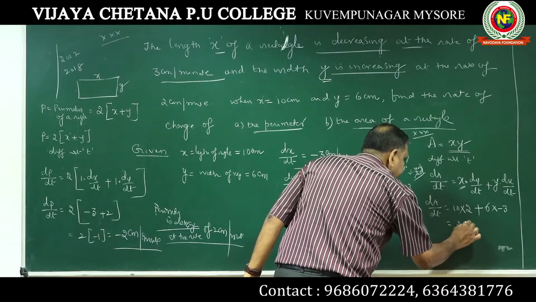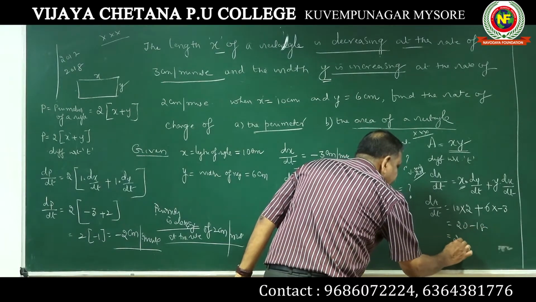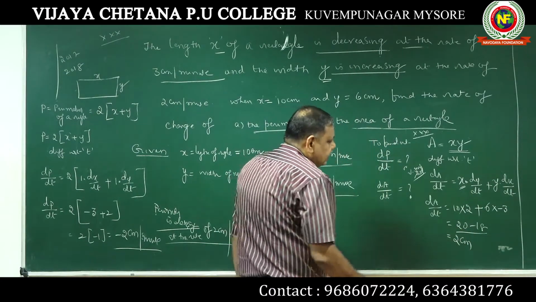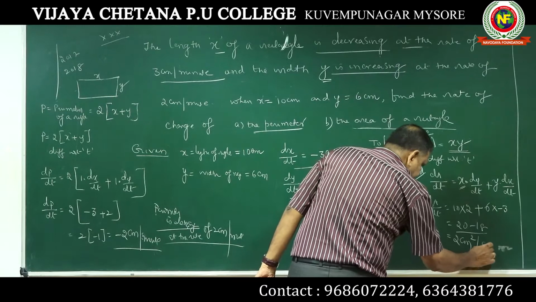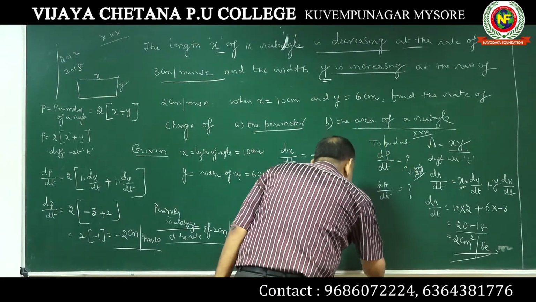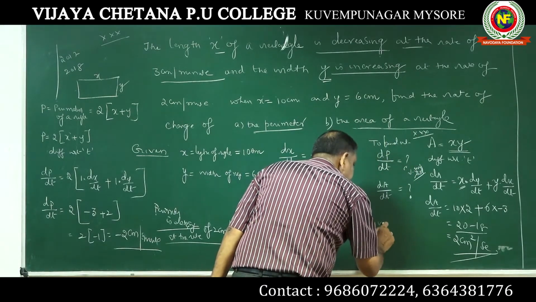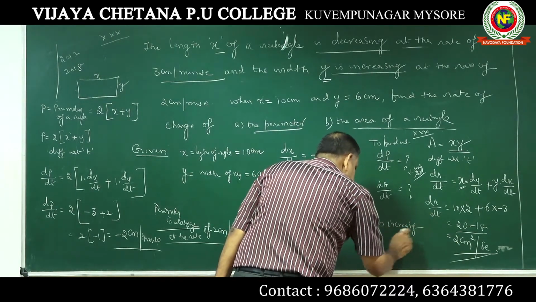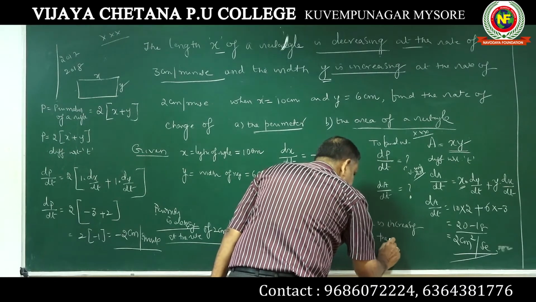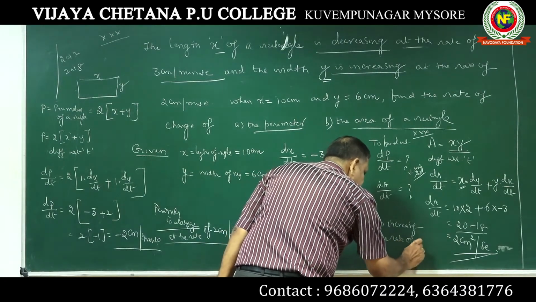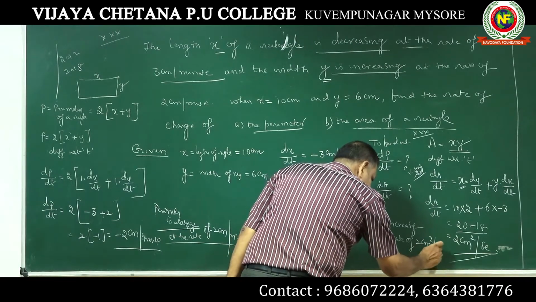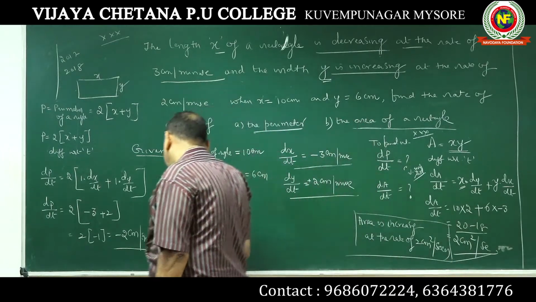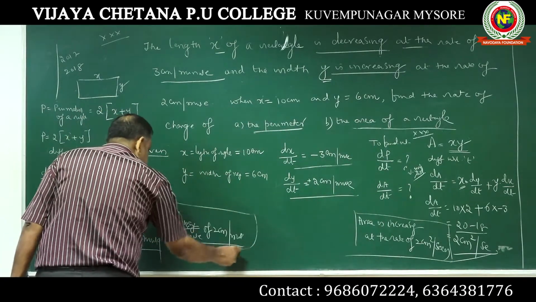It is 20 minus 18, so it is 2 centimeters square per second. Plus 20 minus 18 is plus 2. So you should write area is increasing because there is a plus here. Area is increasing at the rate of 2 centimeters square per second. Box it. Box this. Here also box this.